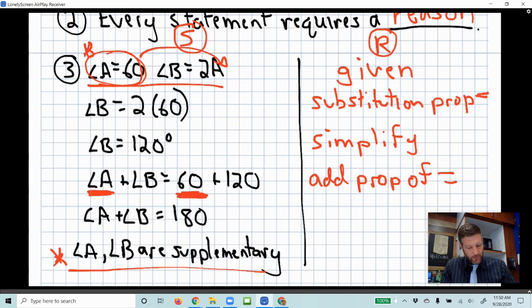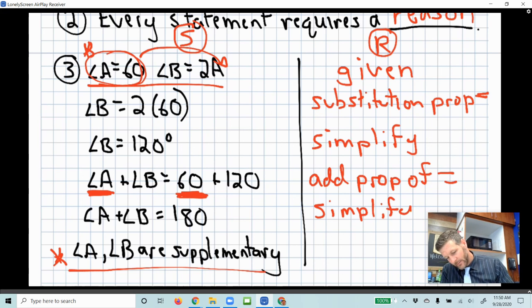Then how did they get from A plus B equals 60 plus 120 to A plus B equals 180? Well, same thing as when they multiplied the 2 times the 60. They just did arithmetic on the right side. They did 60 plus 120. So we can just call that simplify. They just did math on one side, arithmetic on one side.